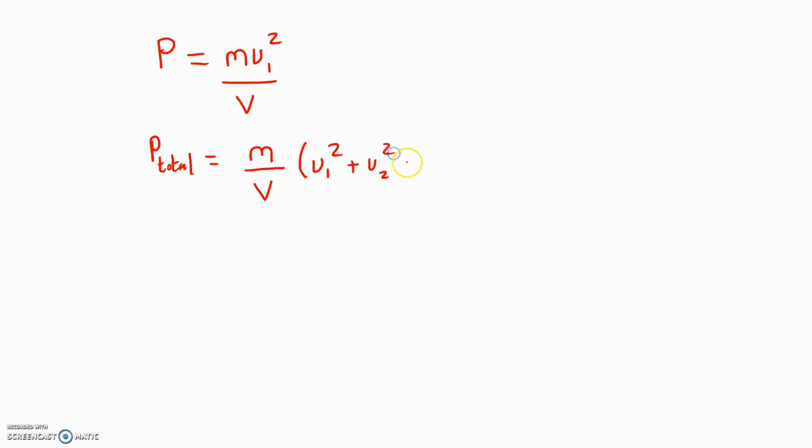We had the pressure exerted by one particle is mu1 squared over v, which is the volume of the box. But what would be the total pressure exerted if we had n number of particles? So the total pressure would be m over v. They're identical particles, they have the same mass, and we've got the speed of our first particle plus the speed of our second particle plus the speed of our third particle, and so on, depending on how many particles we've got. And we're going to say that we have n number of particles.